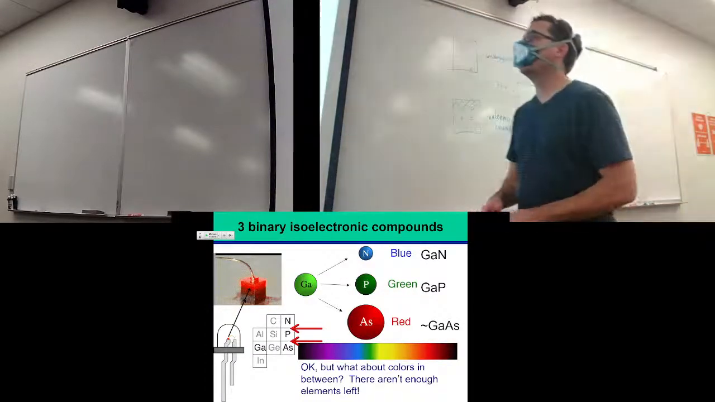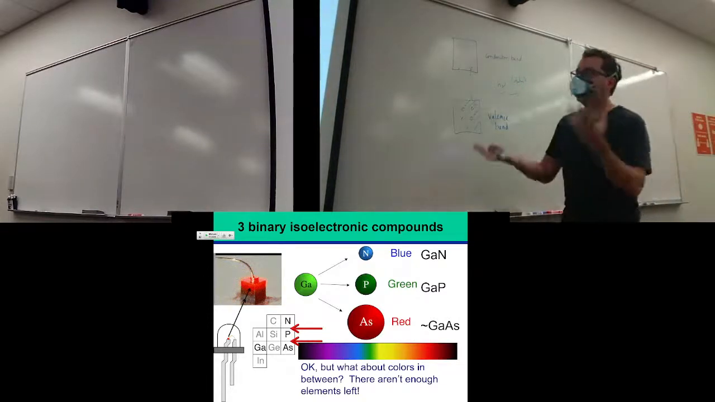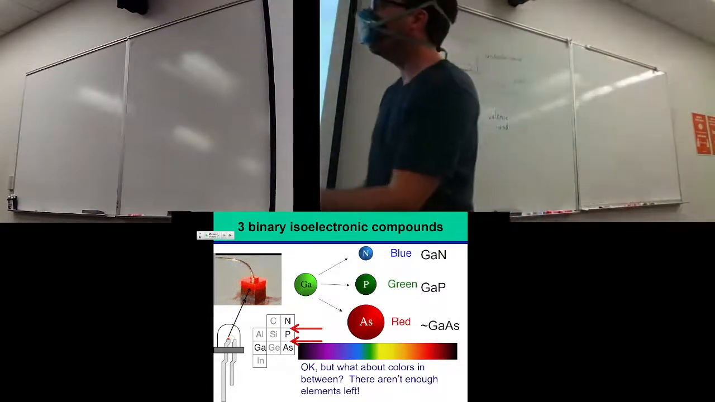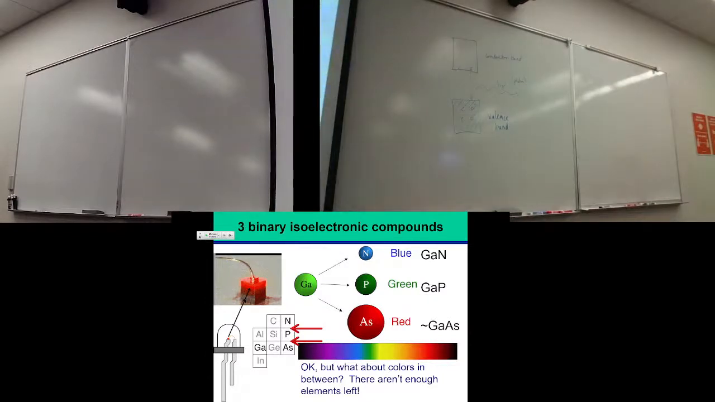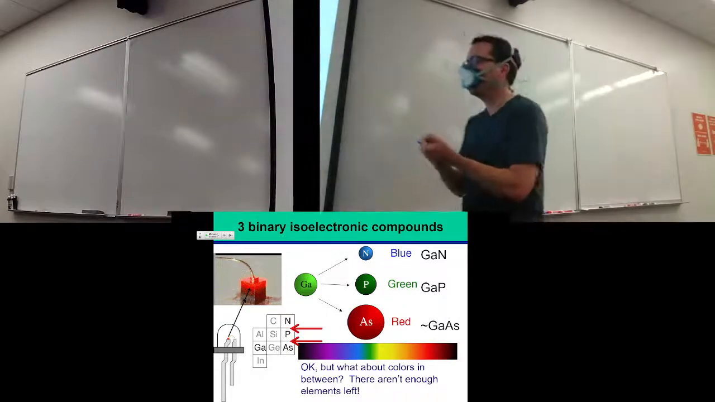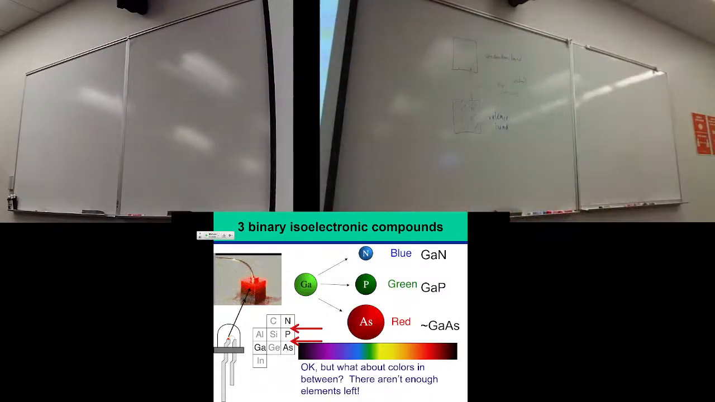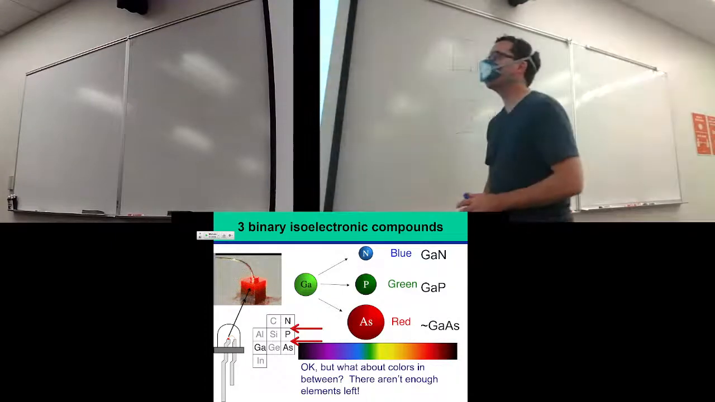So I mentioned, what about using other elements? When we make these isoelectronic materials, we do, for instance, a group 3 atom with a group 5 atom. And if I have equal amounts of those, I will have something isoelectronic with a group 4 atom. So gallium with arsenic, but I could do gallium with phosphorus too, or gallium with nitrogen. That's a group 3 and a group 5.